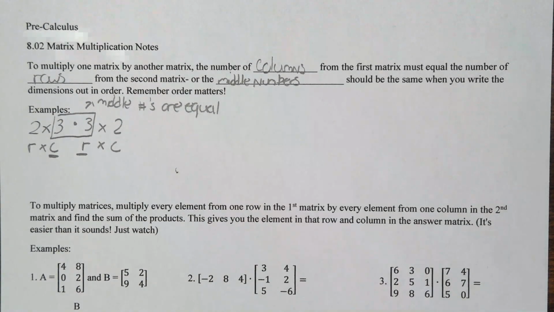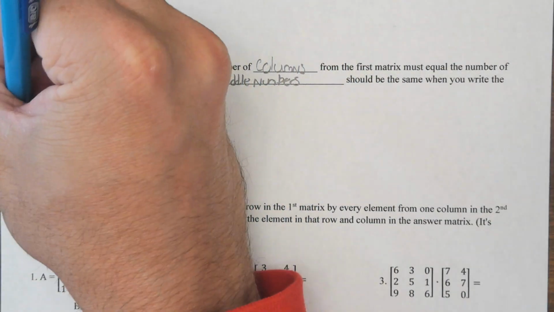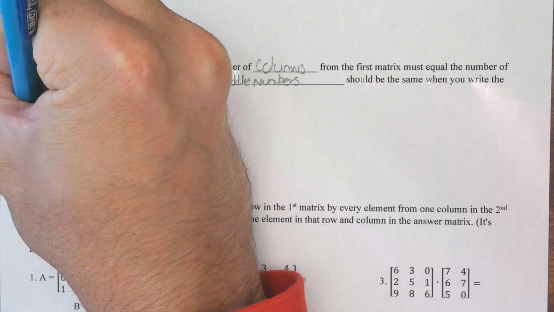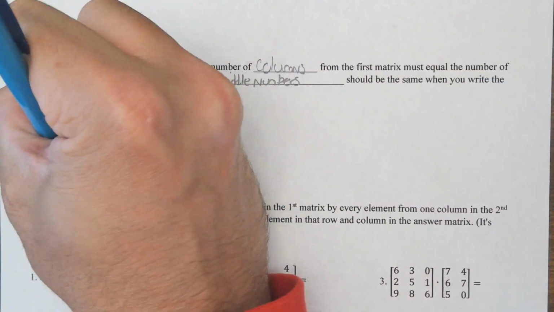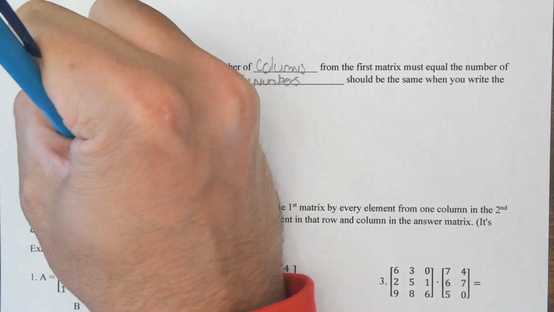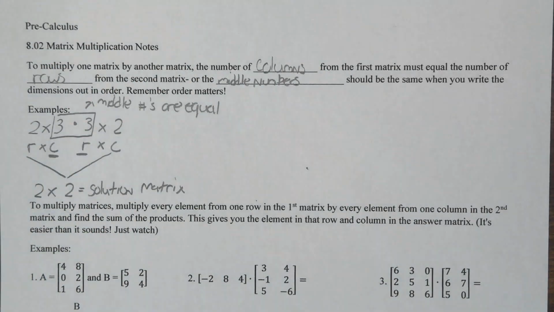Okay? So now, what are going to be the dimensions of the result of multiplying these? Well, to determine that, you take the rows of the first times the columns of the second. So in this case, our solution matrix would be a 2 by 2.